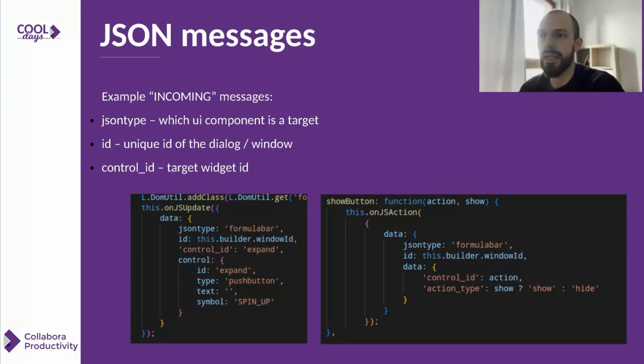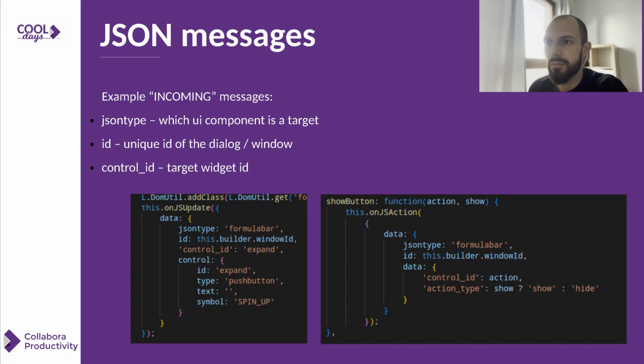On the next slide, you can see example messages which are triggering these actions. Here we have one widget update on the left side and an action on the right side. The most important part is the ID, which specifies in which window we are doing a change, and the control ID, which defines which widget we want to replace or modify.